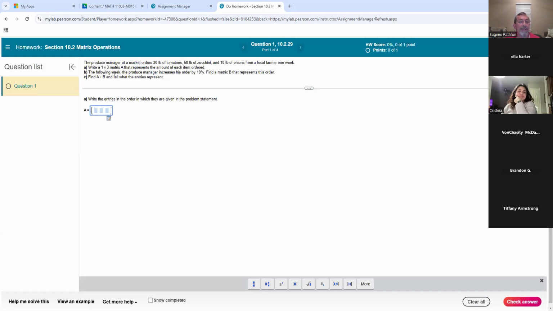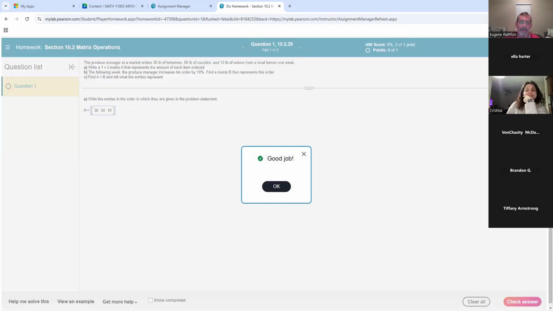And y'all, what I got to do is write those amounts they gave me. So first I'll put in my 30. Then I'll arrow over to the next box. I'll put in 50 for the zucchini. And then in the last box, I'll put the 10 for the onions. So you can use a matrix to store a list if you want to, okay? Just remember the first column was my tomatoes, second column would be my zucchini, and the third column was my onions. So you put those 3 amounts they're giving you in for your matrix and check your answer.